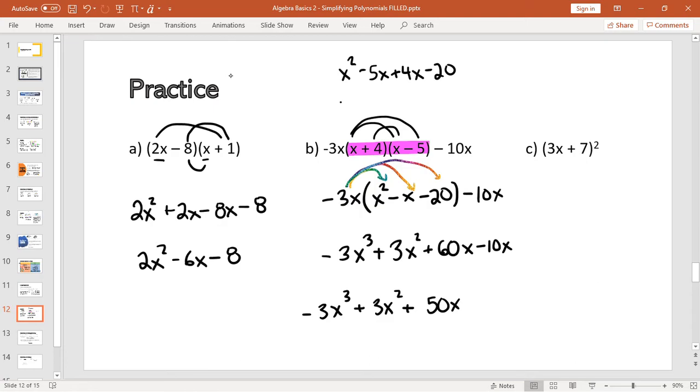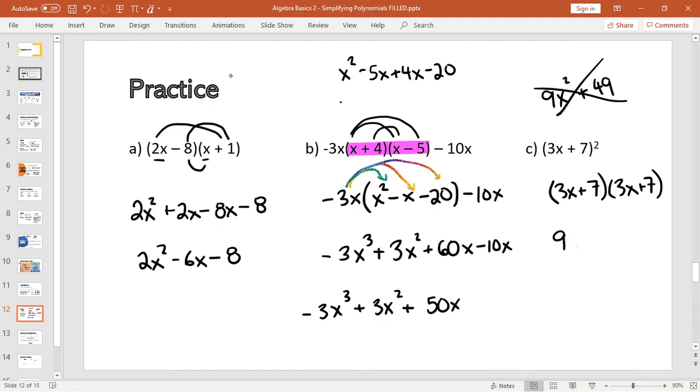Excellent. Okay, and the last one's super important because it's always done wrong. So when you see this, trust me, the answer is not 9x squared plus 49. Not that answer. Because when it's squared, that just means whatever the base is times itself. And the base here is 3x plus 7. So you must write this like that and use your FOIL or your array, and you're doing an expansion.